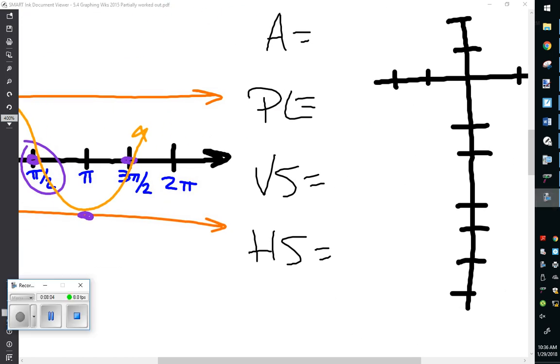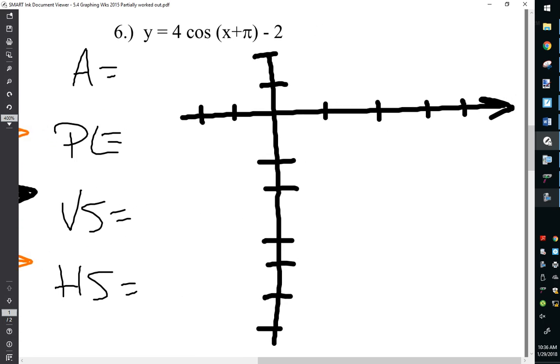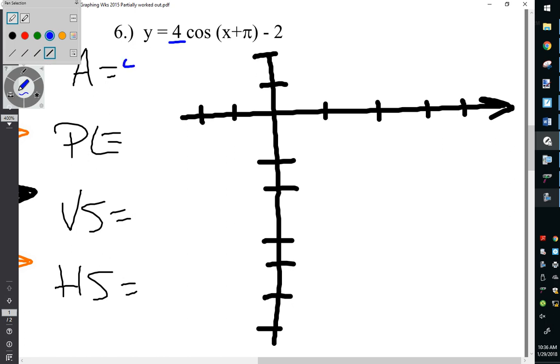Last one. 4 cosine x plus pi minus 2. I'm making these graphs ahead of time, but you hopefully are understanding why. Amplitude is 4. Period length, we start with 2 pi and we multiply by the reciprocal of whatever's in front of my x, so I didn't change it at all.